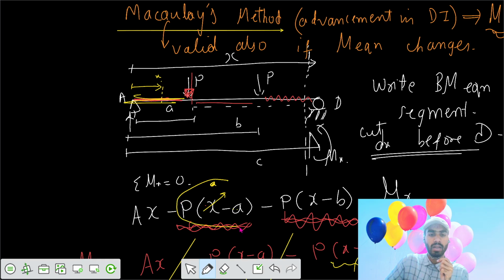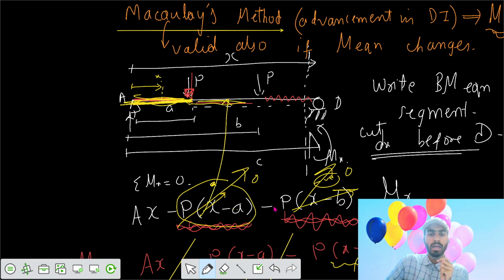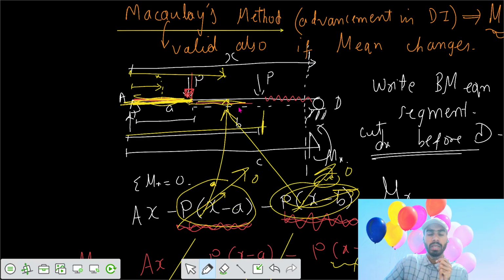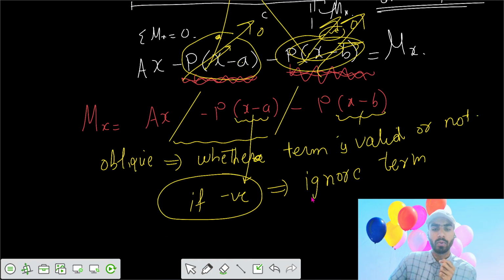That means this term is not valid for this span, and this one is also not valid because it is a negative value. So ultimately the effects of these terms get cancelled for span AB. After that, the effect of this one would be there, but the effect of the other would not, because x would be somewhere here but b is this much, so x minus b is negative and we have to ignore this term also. So this is how the approach looks.